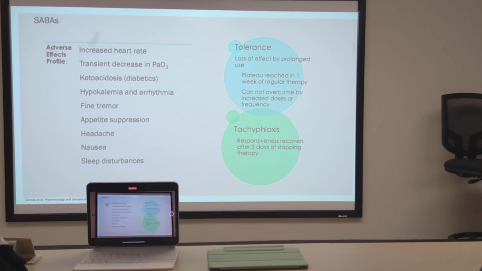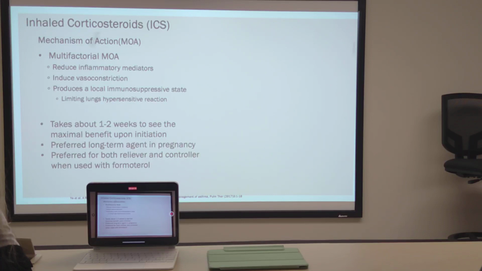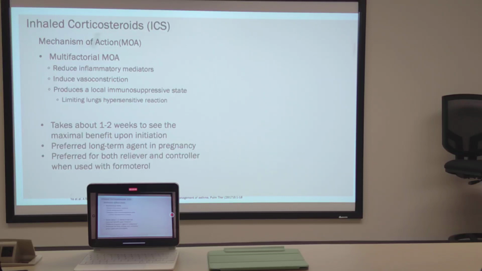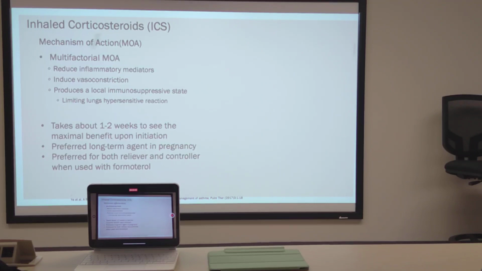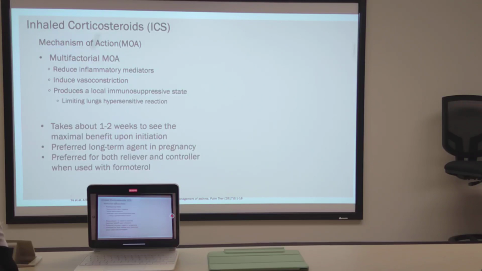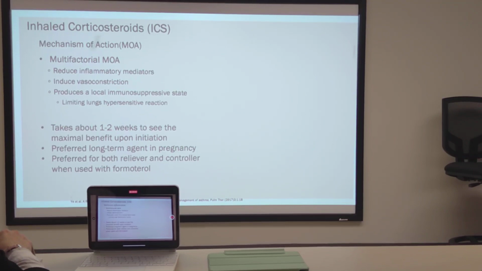Next, we have our inhaled corticosteroids. So these are more longer-acting than your short-acting beta agonists. They usually reduce the inflammatory responses that are happening when it comes to asthma. They also can induce vasoconstriction. However, this basically leads to reducing the mucosal blood flow and the swelling and discomfort, like reducing all of that from happening. And then it produces a local immunoresponsive state. So basically, we're limiting the lung's hypersensitive reaction.